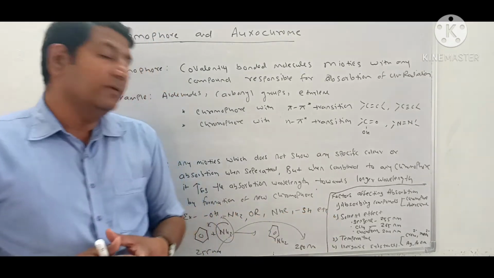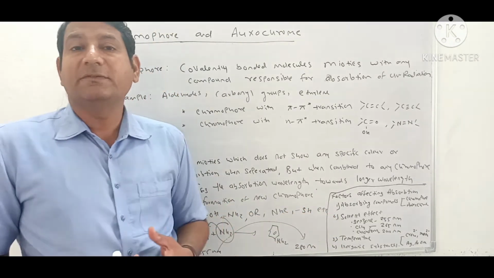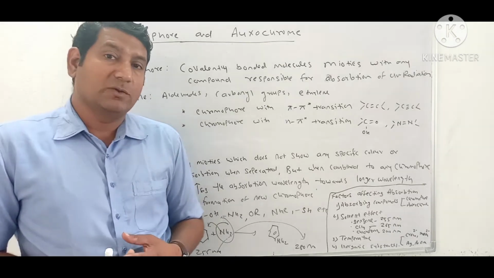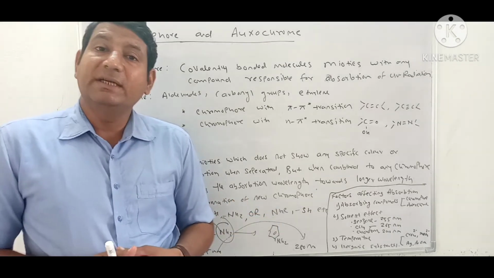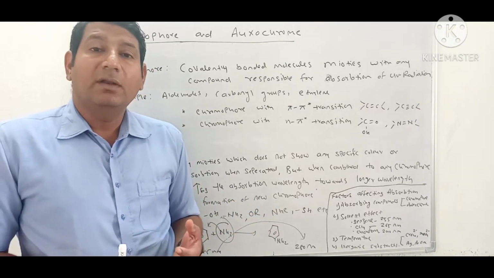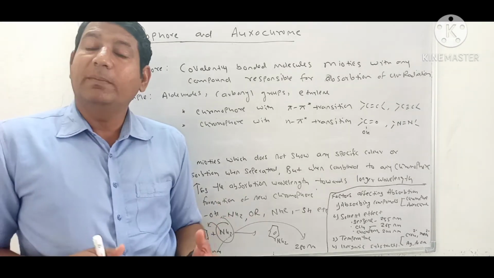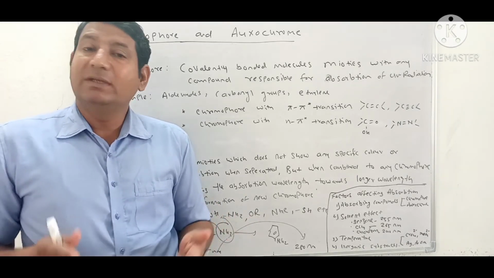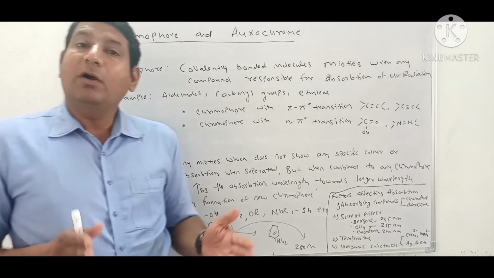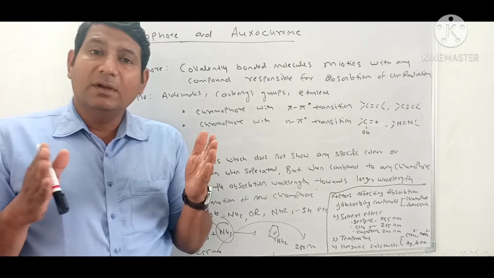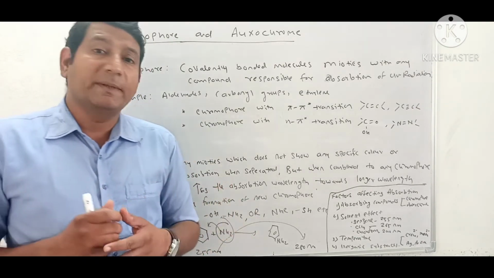Next is effect of solvents. Now solvent plays a very important role in UV visible spectroscopy. In the last lecture we studied that alcohol, methanol, ethanol, water, they absorb in the range of 165 to 170 nanometer, which does not affect the spectral analysis in UV visible spectroscopy.